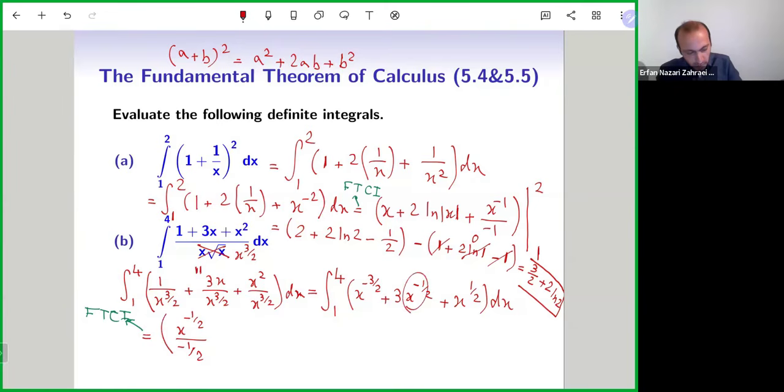The same for this. Plus 3, add 1 to this, it becomes positive 1 over 2. And then divide by the new exponents. And finally for this, add 1, you get 3 over 2, divide by the new exponent. And then I need to plug in, evaluate at 1 and 4. Let me do the rest of the computation on the next page.